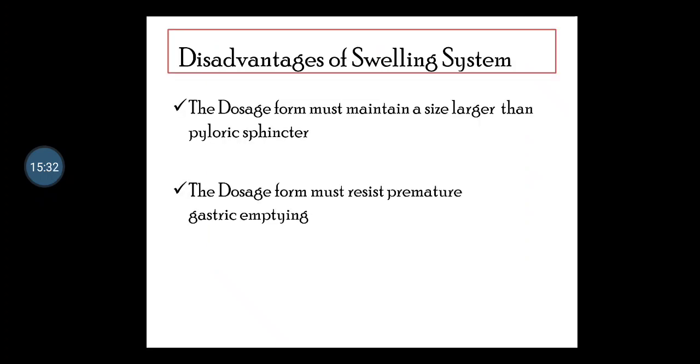These are the disadvantages of the swelling system: the dosage form must maintain a size larger than the pyloric sphincter, and the dosage form must resist premature gastric emptying. So these are the few disadvantages related with the swelling system.